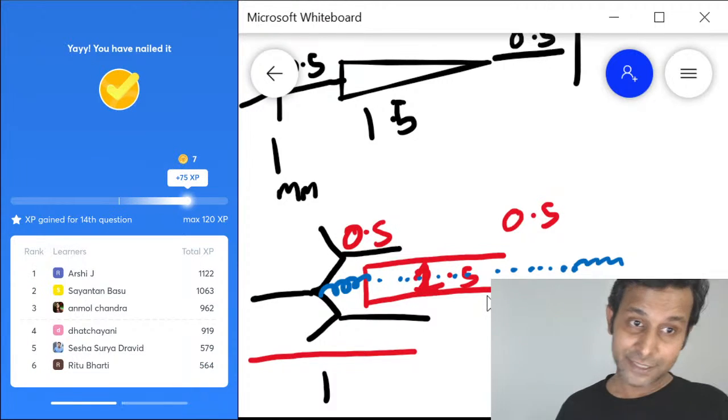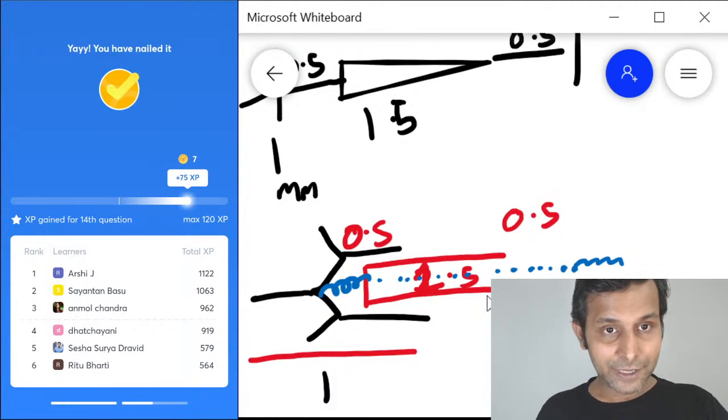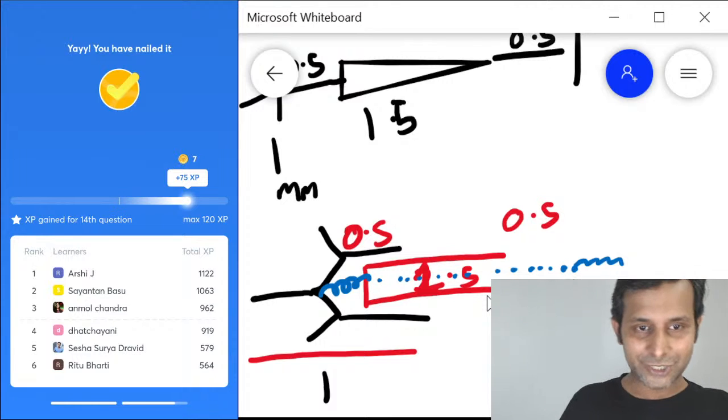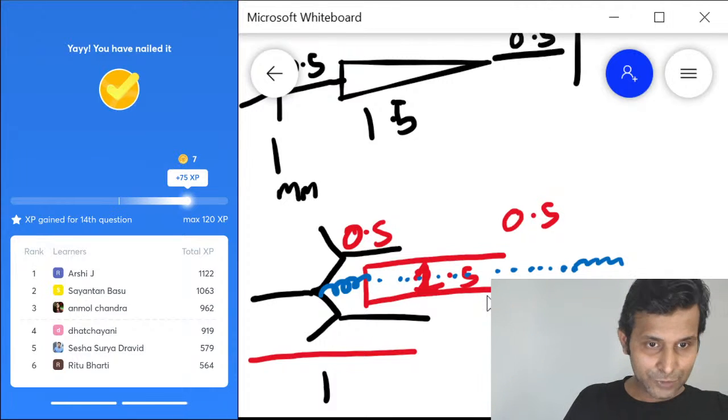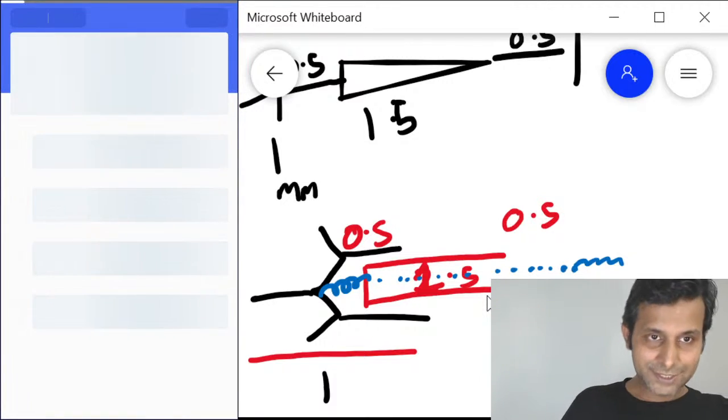Everybody got the answer correct. That's really great. I really congratulate all of you, Dr. Arshi, Dr. Santan, Anmol, Dr. Chani. Yes.